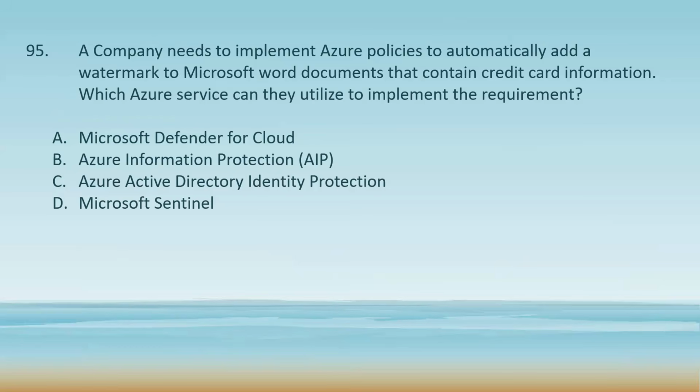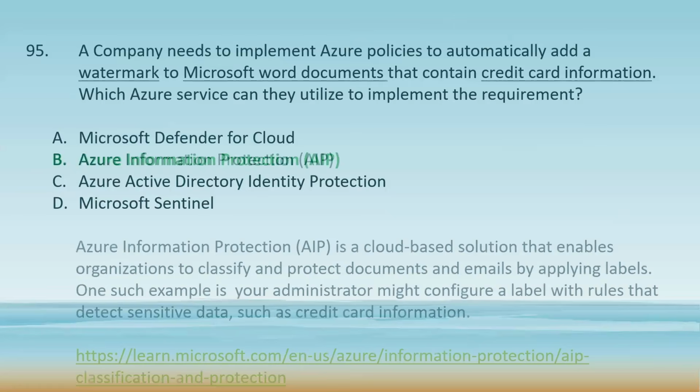Let's spot the keywords again in this question. Now, the first one is watermark. Then there is a mention of Microsoft Word documents. Then we have another keyword, credit card information. So this question has three keywords. Now, when you look at credit card information, it's talking about sensitive information. And the service that does this for us in Azure is AIP, Azure Information Protection.